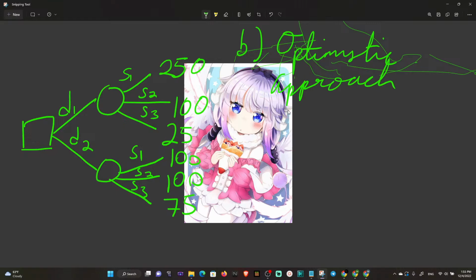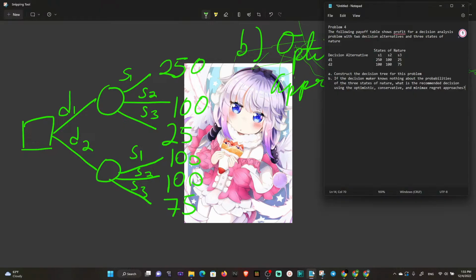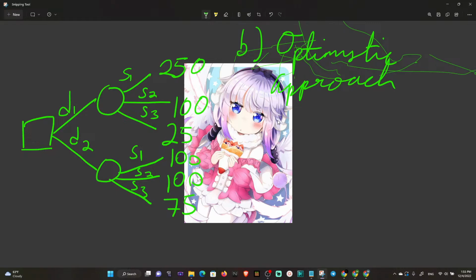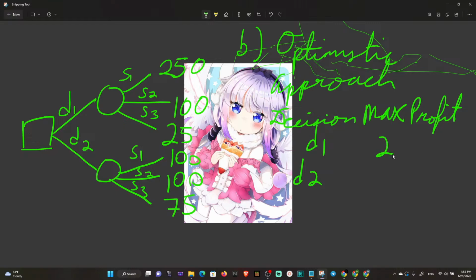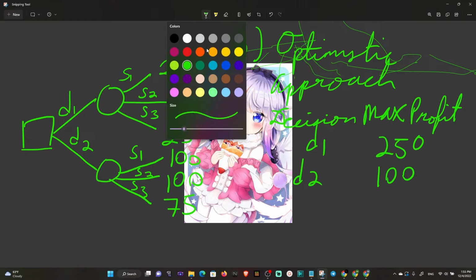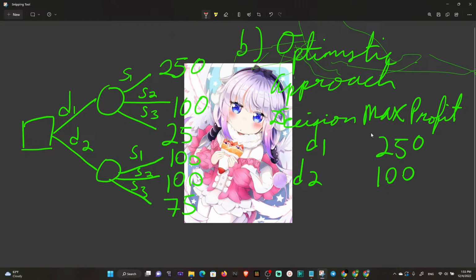So the optimistic approach involves us choosing by the maximum number. Looking back at our notepad, what is the recommended decision using the optimistic approach? The decision goes here, and over here will be the max profit. It's going to be D1, D2, with 250 and 100. The optimistic approach says we pick 250. Good.